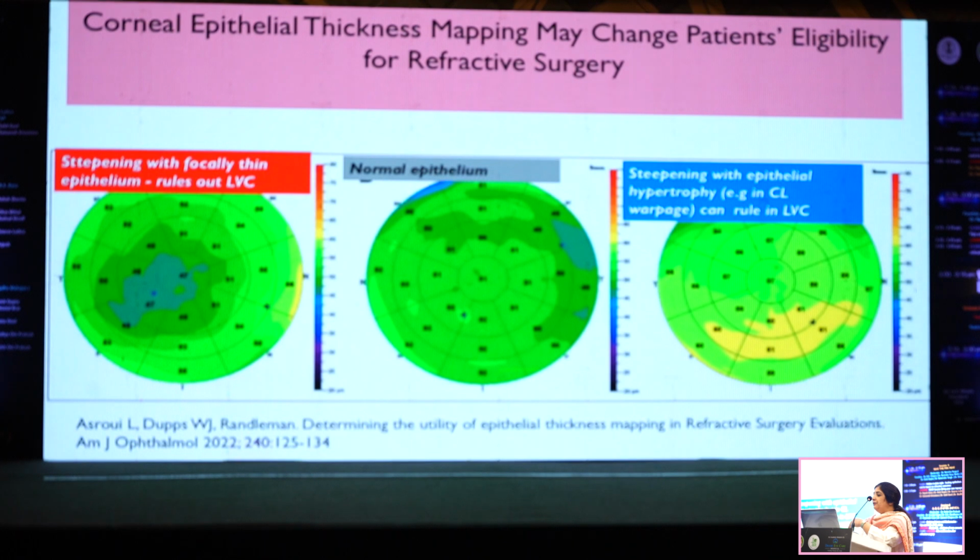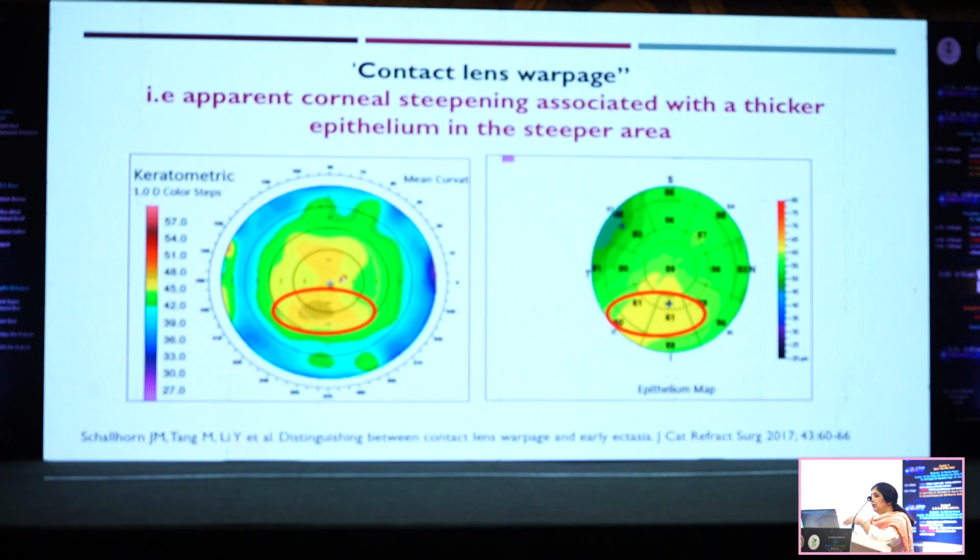On the other hand, if we see a steepening with epithelial hypertrophy, for example, in that yellow area seen at the bottom in the image on the left, that is a picture which we often see with contact lens warpage. So one would see steepening on keratometry and topography, but if it's associated with a corneal thickening and epithelial thickening, then it implies that there is no underlying ectasia and one could go ahead with the laser vision correction.